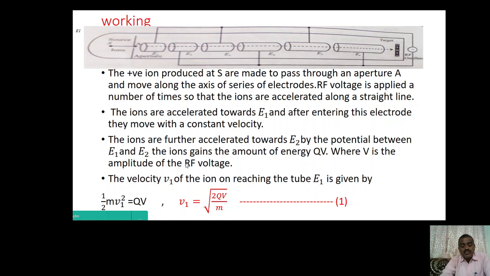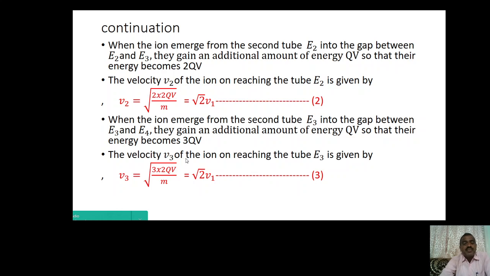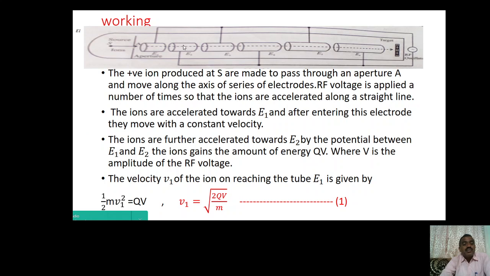Similarly, when the ion emerges from the second tube into the gap between E2 and E3, it gains an additional amount of energy QV, so that its energy becomes 2QV. Therefore, the velocity V2 of the ion is square root of 2 into 2QV divided by m, or square root of 2 V1. Similarly, between E3 and E4, the velocity V3 is equal to square root of 3 times 2QV divided by m.